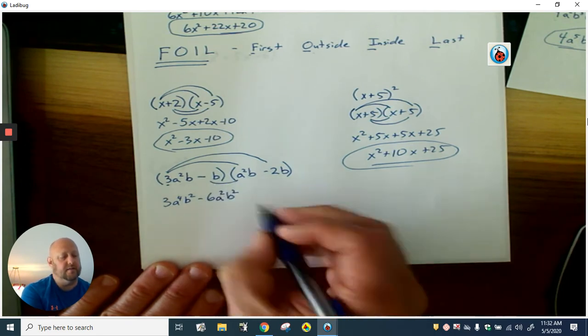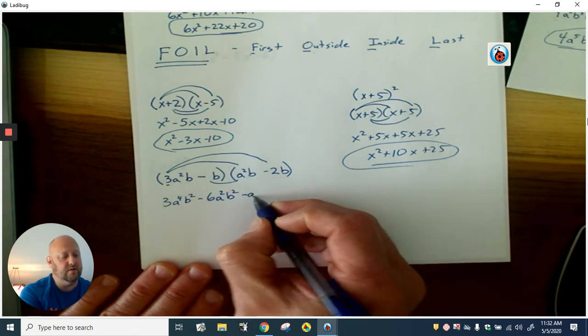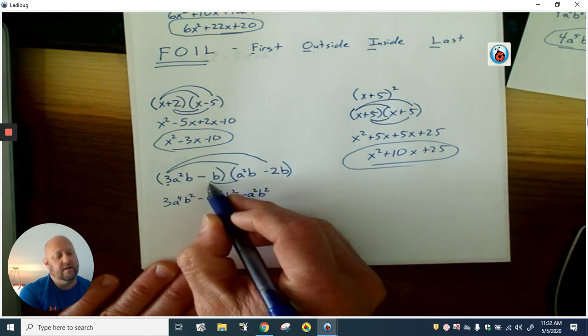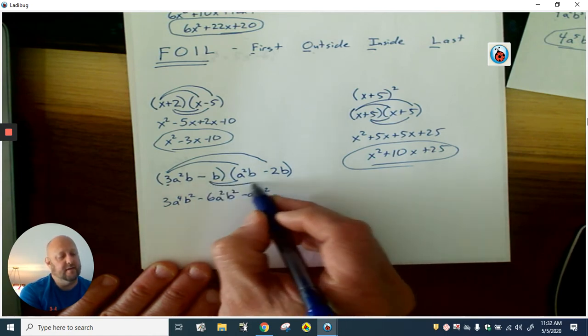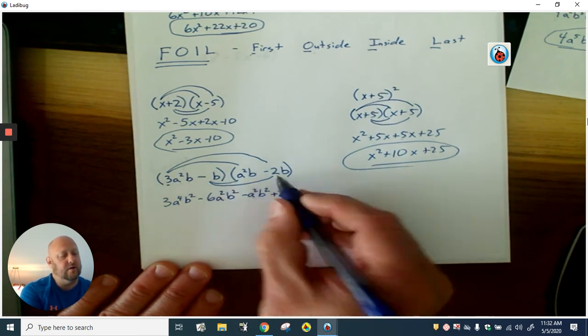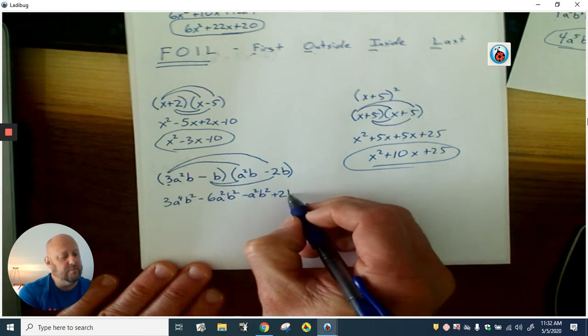Negative b, positive a squared b would be a negative 1. We'd have a squared, and then we would have a b squared. And then we have to do our last numbers, the negative b and the negative 2b. Two negatives make a positive. 1 and 2 makes a 2. And then we would have b squared.